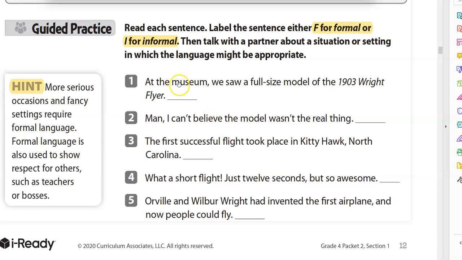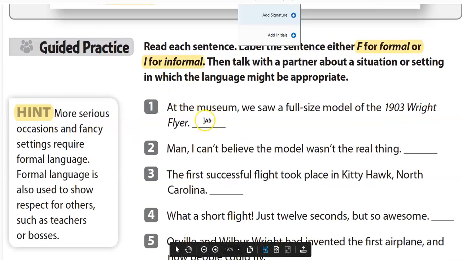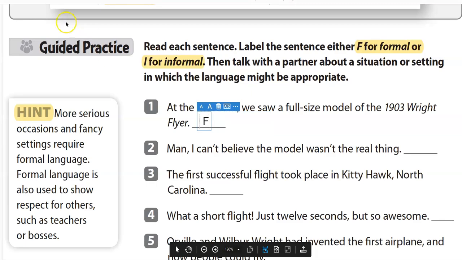So let's take a look. I see a full complete sentence. Also, I don't see any slang language or contractions. So what do you think? Me too. I'm thinking this is going to be a formal sentence. It includes formal language. So I'm going to put the letter F there for formal.